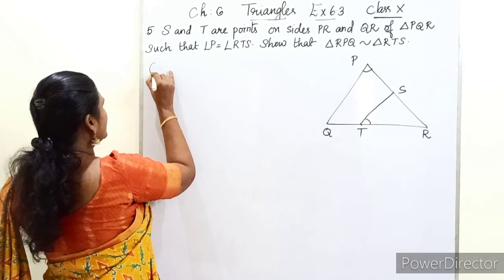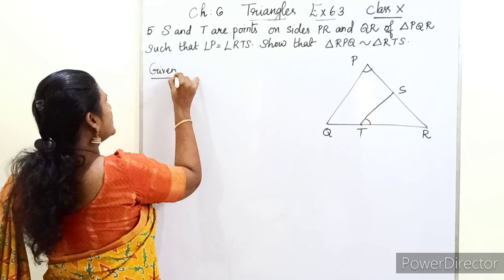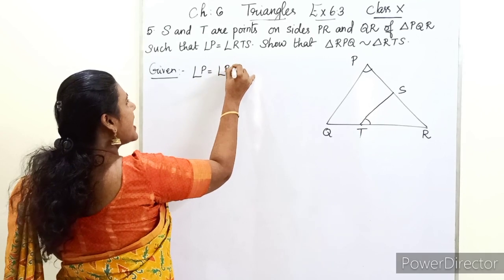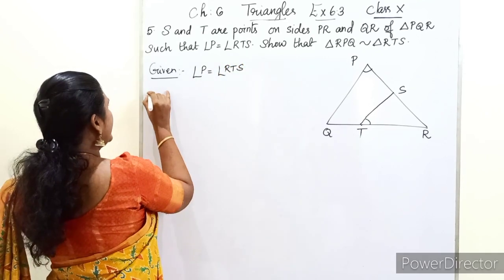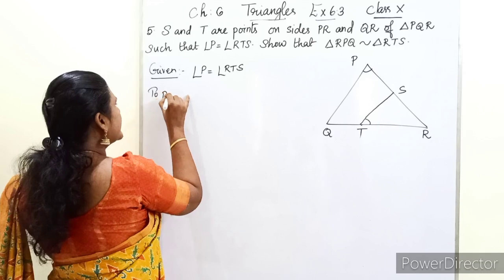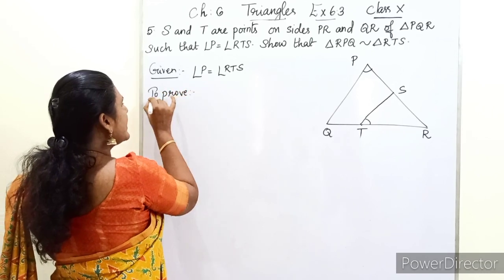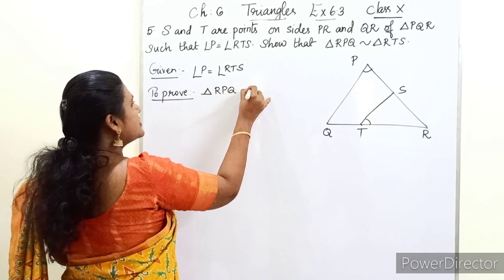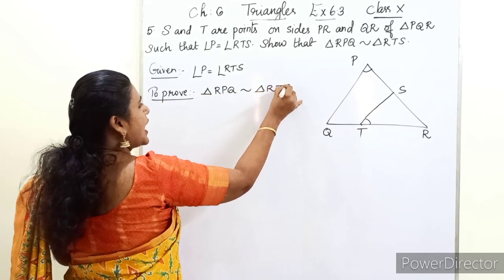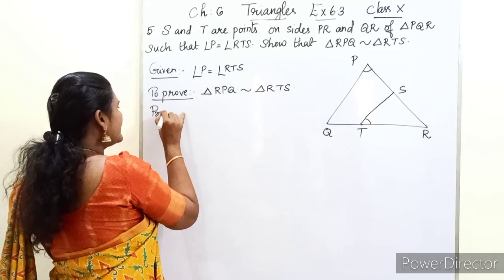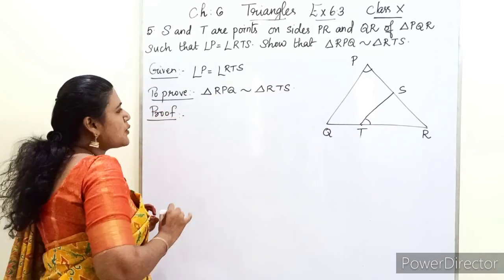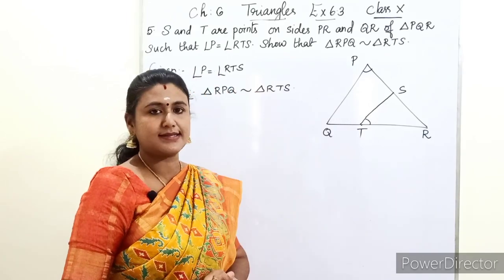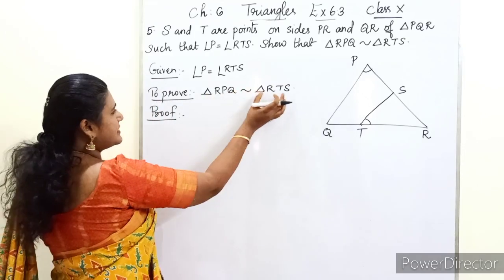So what is given in the question we will write first. It is given that angle P is equal to angle RTS. And we have to prove that triangle RPQ is similar to triangle RTS. So we will see the proof. It's very simple. We have to use any one of the similarity criteria to prove these 2 triangles are similar. So let us consider these 2 triangles.